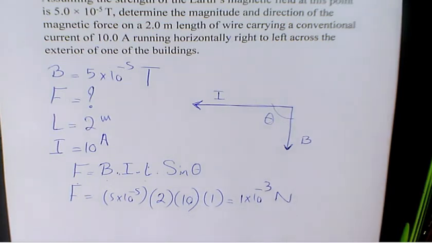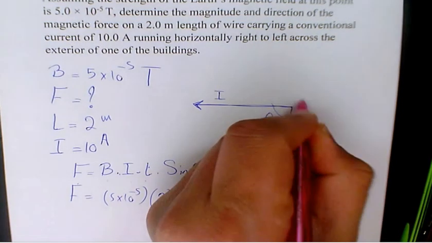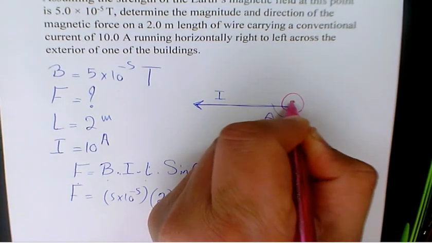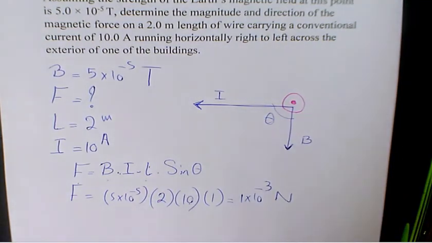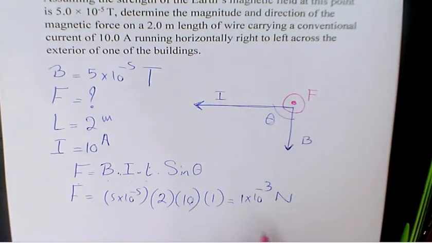In this case, if you put your thumb in the I direction and four fingers in the B direction, the palm is going to show out of the screen. It's coming out of the screen. That's how you do it. So that's going to be the direction of the force, and here is the magnitude, which is 1 times 10 to the power of negative 3 Newton.